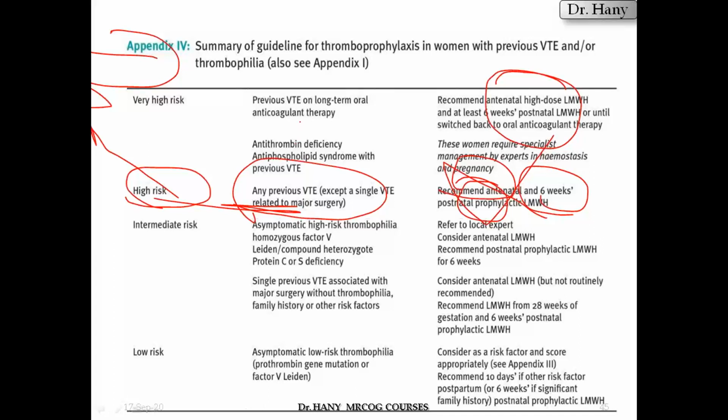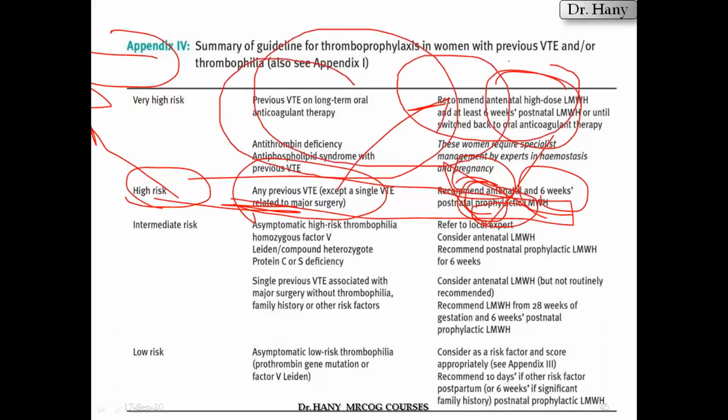If she has VTE plus antithrombin deficiency, high risk thrombophilia, or antiphospholipid syndrome, this will be an indication for high dose antenatal and 6 weeks postnatal. Alone VTE, unprovoked, so prophylactic. Take care, there is a difference here. This is the first one in the chart. This is the indicated one to give a high dose.